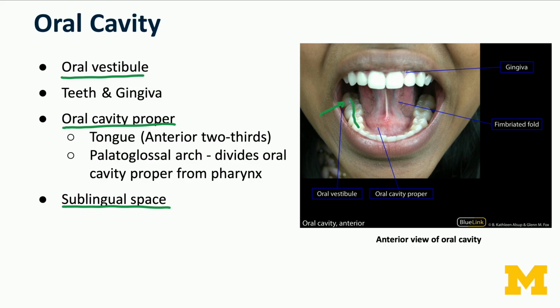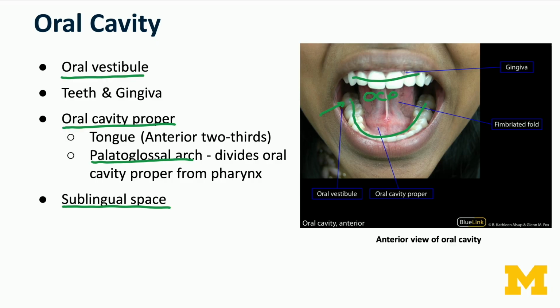We have our teeth supported by gingiva here. These are important for the digestive system. And then inside, so beyond these teeth, we have the oral cavity proper. And that goes all the way back to the palatoglossal arch. The palatoglossal arch are two palatoglossus muscles that are invested by mucosa. And so that is the posterior or the distal boundary between the oral cavity and the oropharynx, which is a part of the throat.